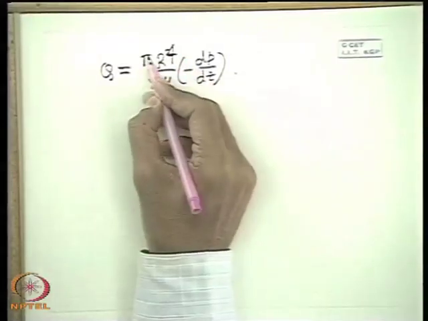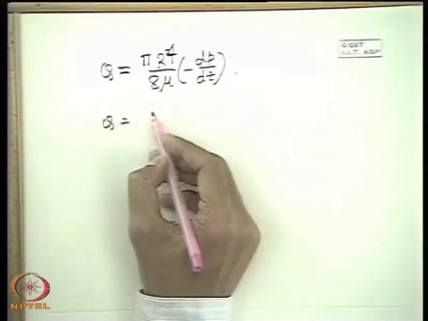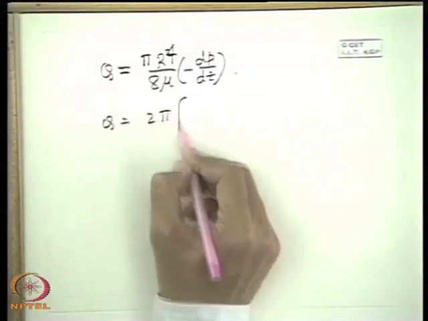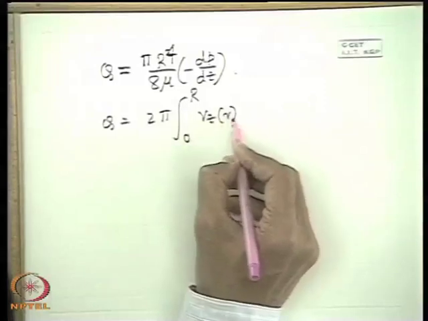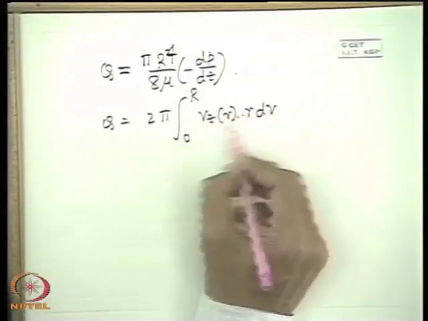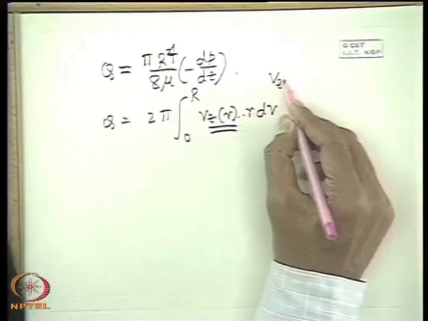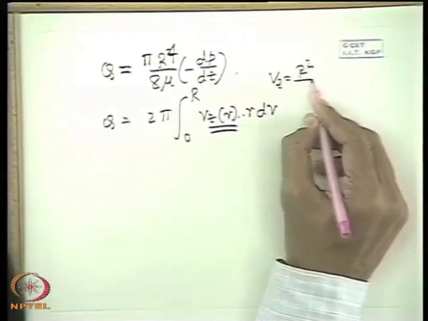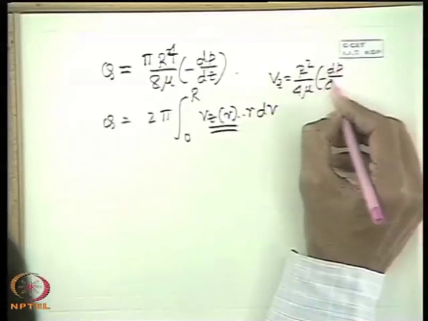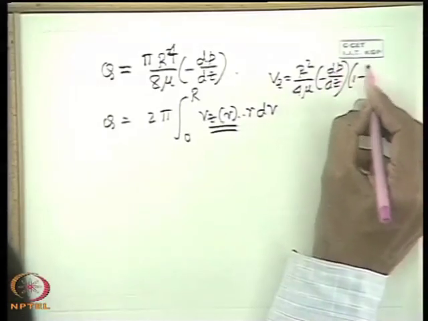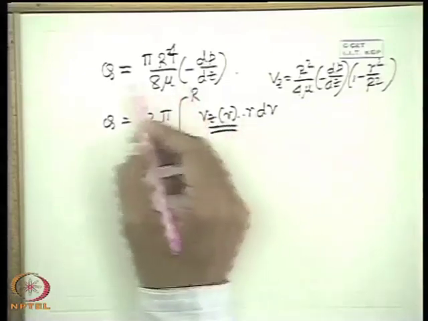This is the value of Q. If you solve this integration, Q is equal to twice pi integration of 0 to R, Vz as a function of r into r dr. That means that function of r you substitute. What is that? Vz is equal to the Hagen-Poiseuille velocity distribution, R square by 4 mu, minus dp dz, into 1 minus r square by R square. If you substitute this and integrate, you get this.